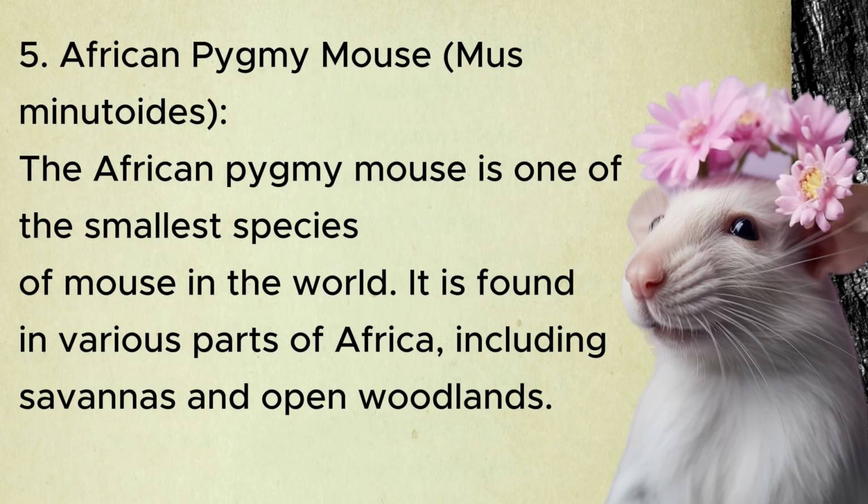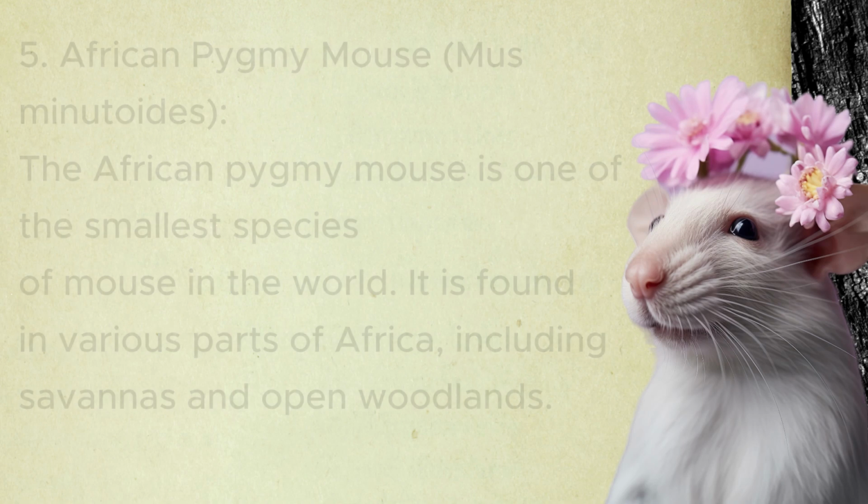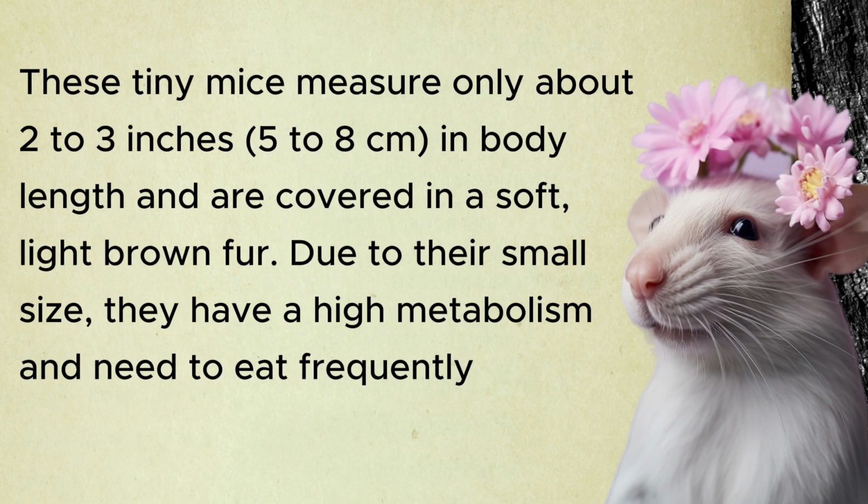5. African pygmy mouse, Mus minutoides. The African pygmy mouse is one of the smallest species of mouse in the world. It is found in various parts of Africa, including savannas and open woodlands. These tiny mice measure only about 2 to 3 inches (5 to 8 centimeters) in body length and are covered in a soft, light brown fur.